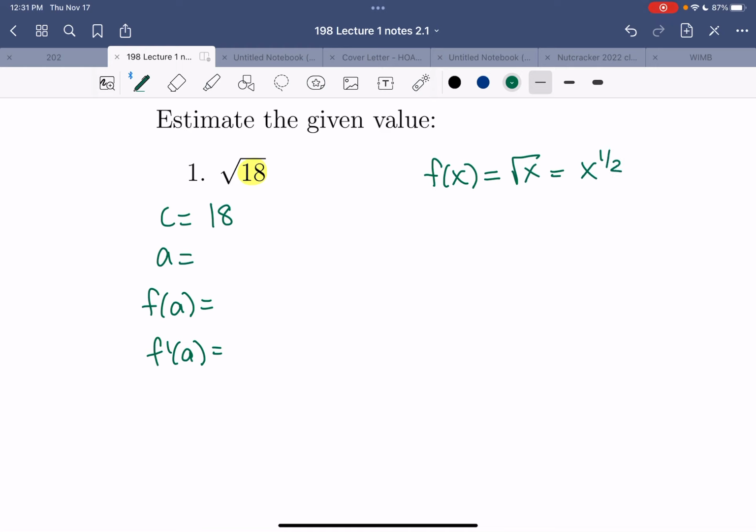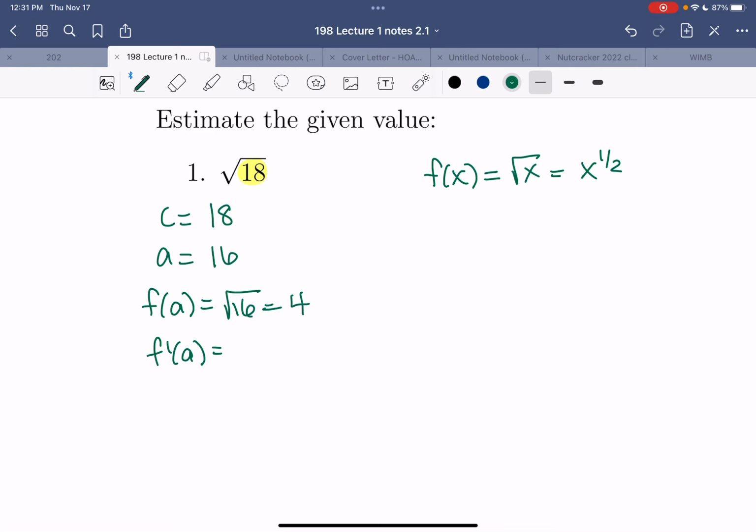The A value is a number that's close to C, but works well in my function. My function here is the square root of x, so I need a perfect square that's close to 18. So I'm going to go with 16. Then f of a means we plug that in. If f of x is the square root of x, and I plug in 16, that's the square root of 16, which is 4.